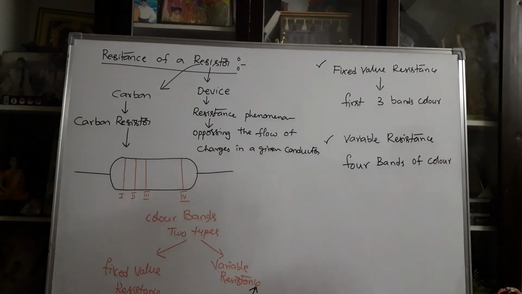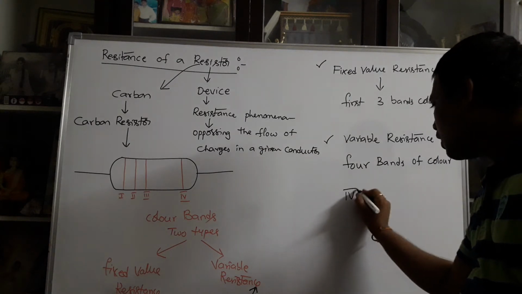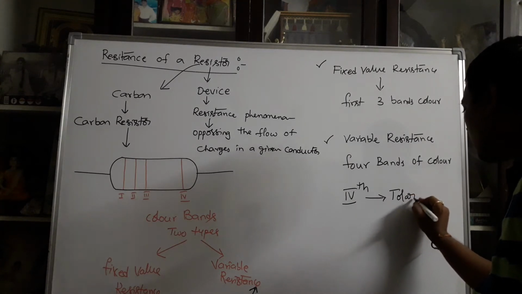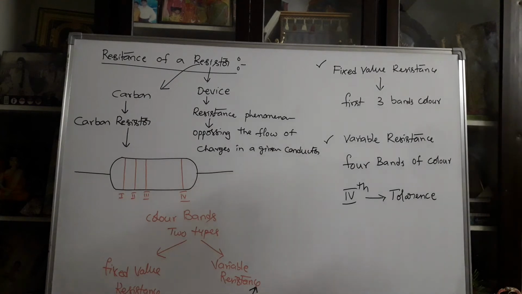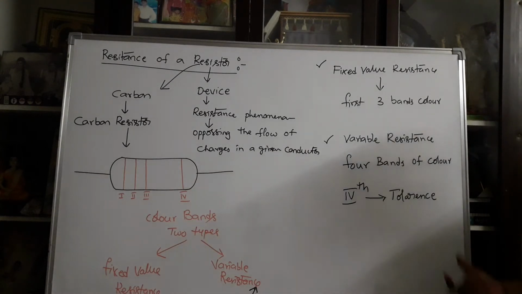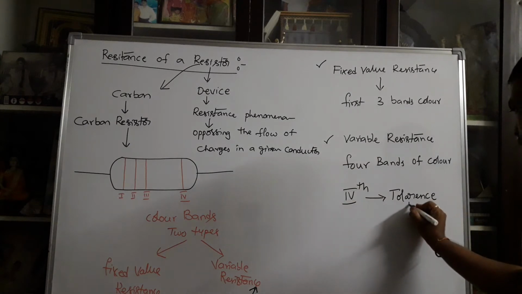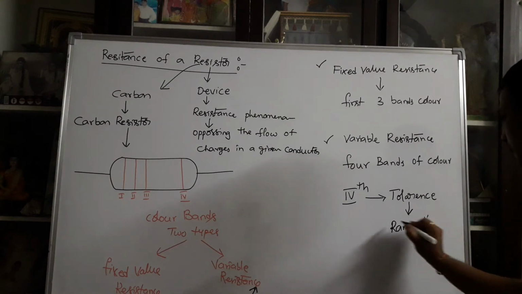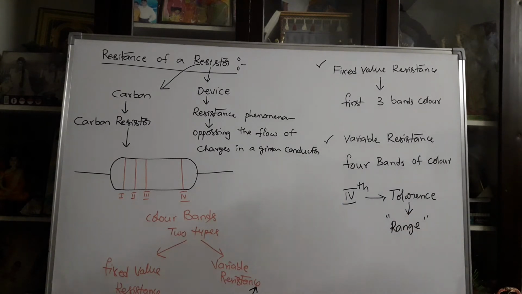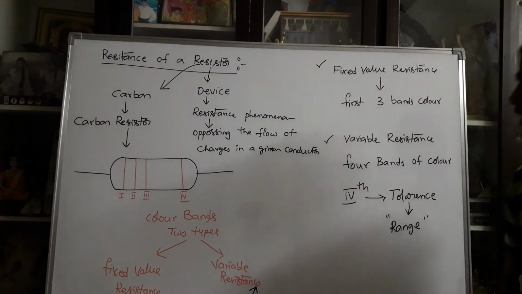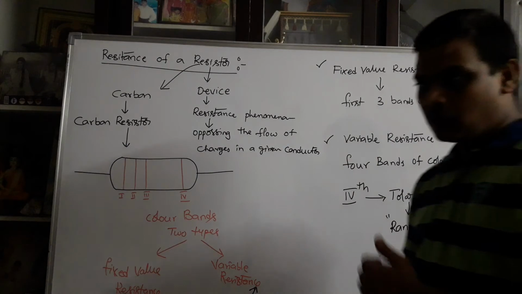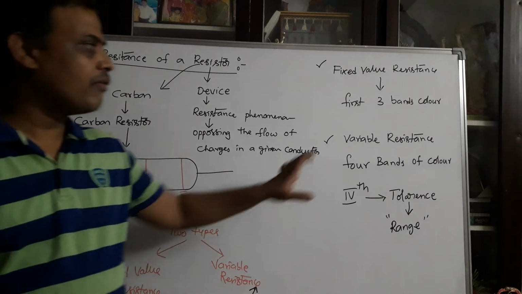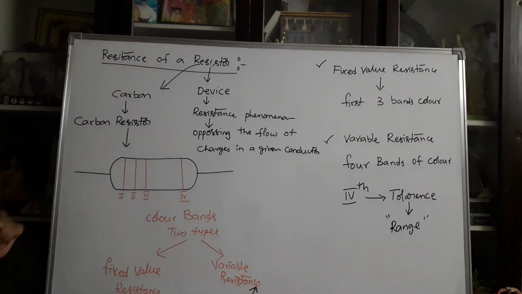Especially the fourth band on the resistor gives the tolerance value. In physics language, the fourth band color gives the tolerance value. In our language, tolerance is nothing but the range value, and that range value mainly depends on the fourth band. The starting three bands are used to determine the fixed value resistance. Once you know the fixed value resistance, based on the fourth band color, you can clearly explain the variable resistance. This is the basic introduction about resistance.